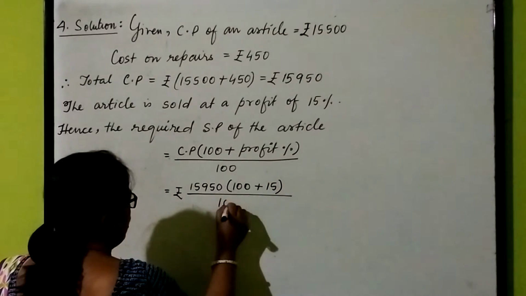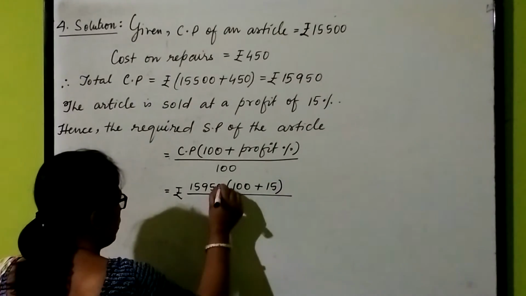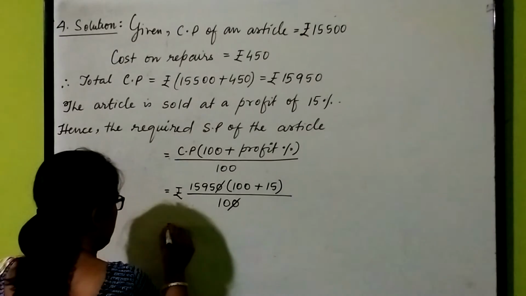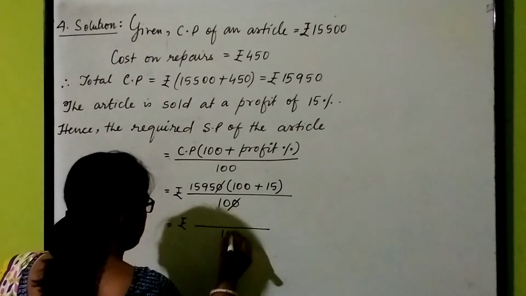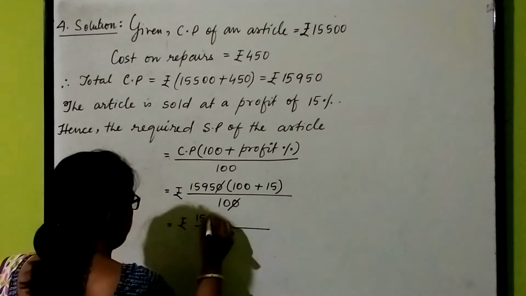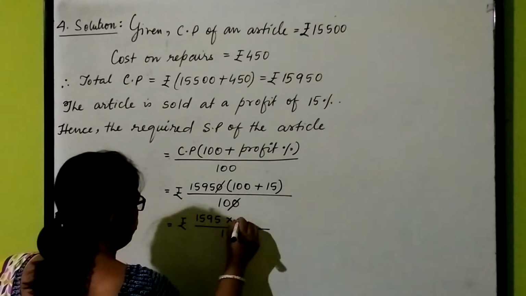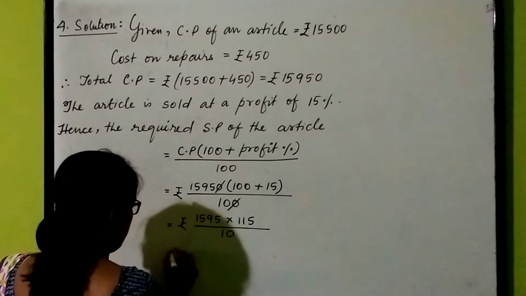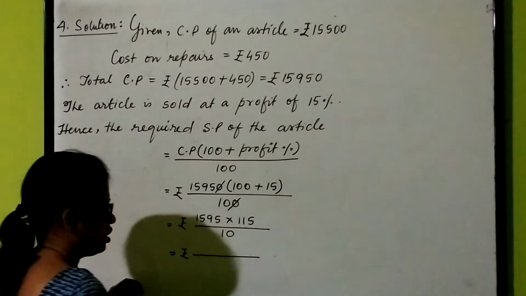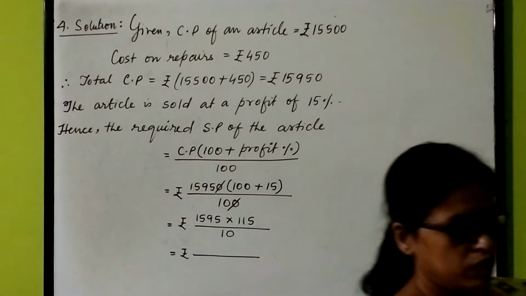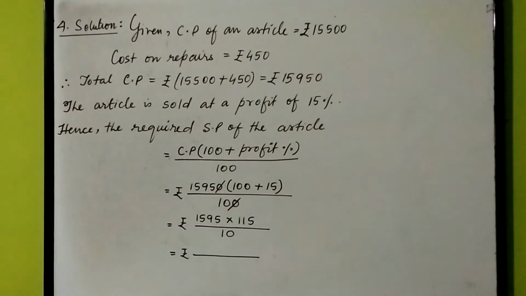This by 100. Now let me cancel this. Then what will come in rupees? Let it be by 10, no problem. 1595 into 115. Let us multiply it first, then divide it by 10, and we will get the answer. Clear? Let us do the multiplication.